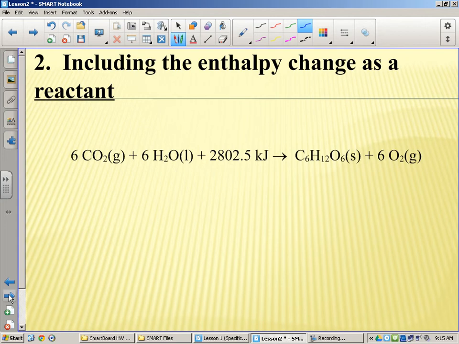This is the second way. As an enthalpy change as the reactant, so inside the equation. So we've simply, like you said, we would put the 2802.5 on the reactant side. This tells you once again that this is endothermic. Because it's on the reactant side.